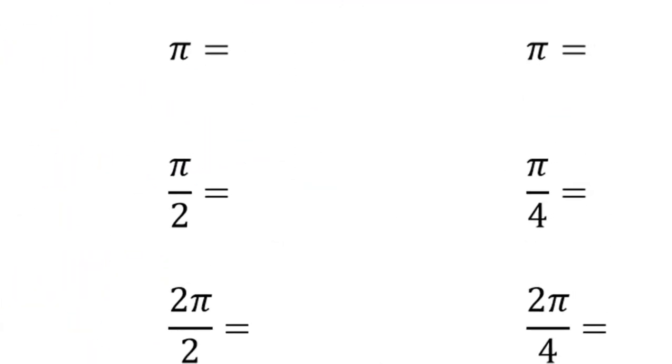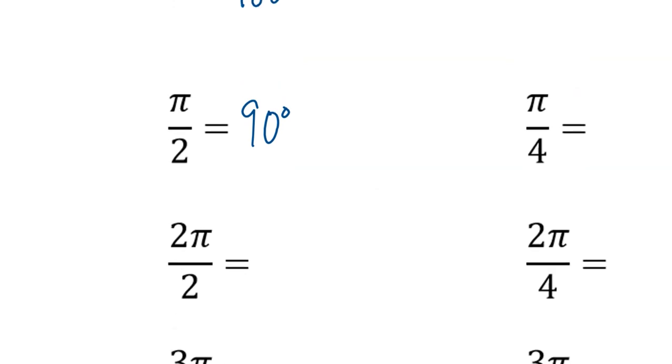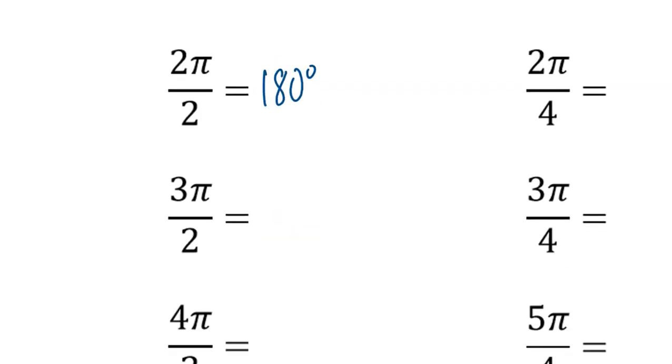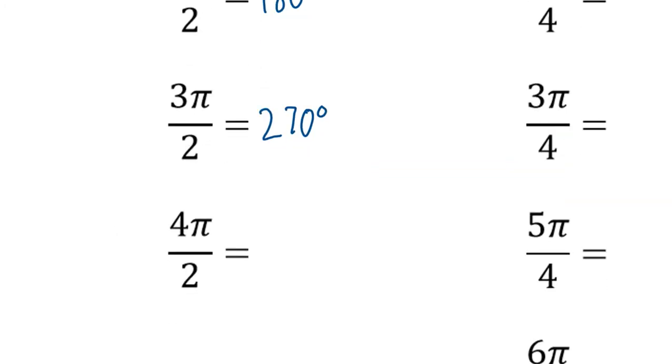Okay, so again, pi is? 180. Thank you. So pi by 2 is? 90. So 2 pi by 2? Again, you can cross out the 2s, or 2 90s, which is 180. 3 pi by 2? 270. So that's 3 90s. 3 times 9 is 27. 3 times 90 is 270. 4 pi by 2? 360, which again is 2 pi.